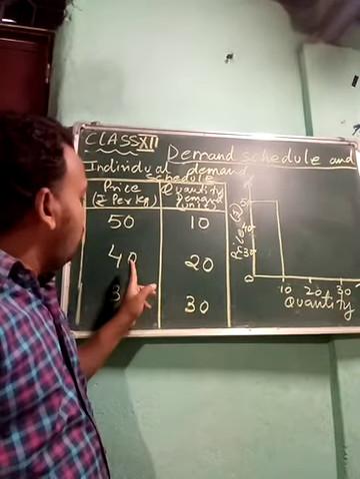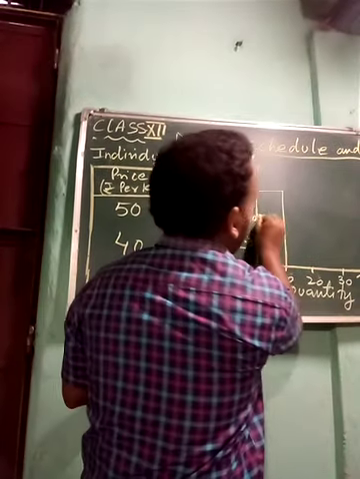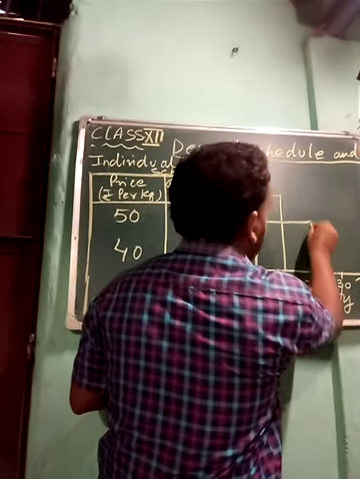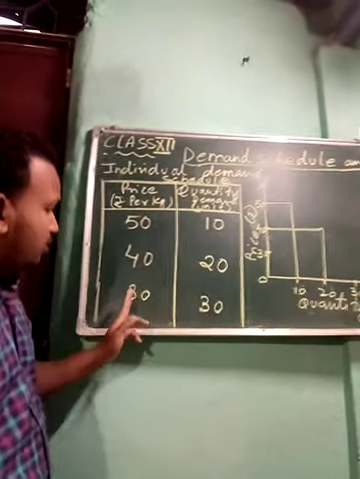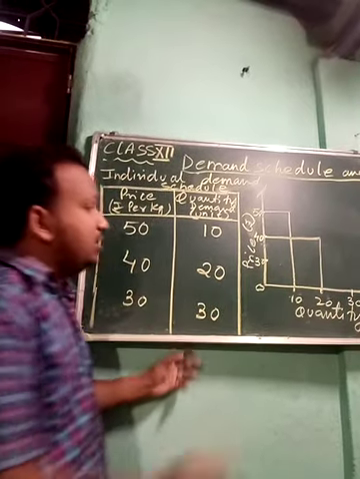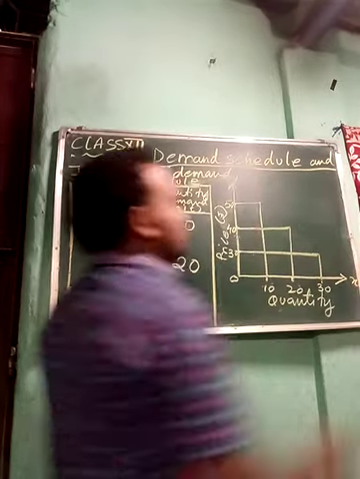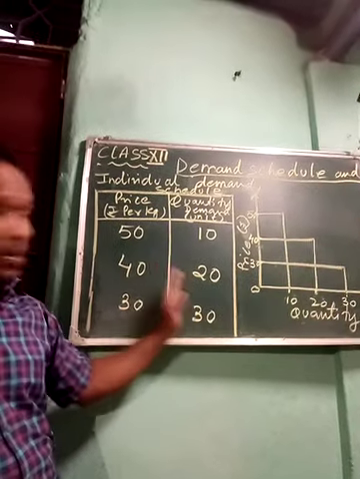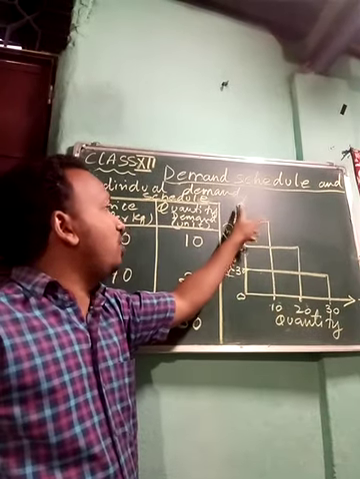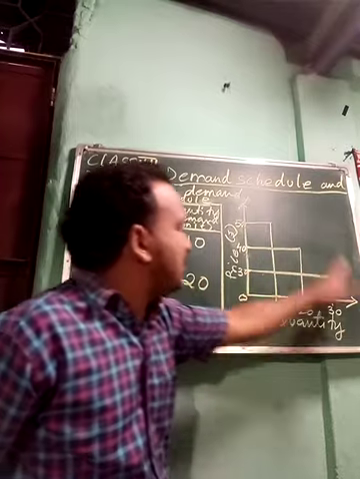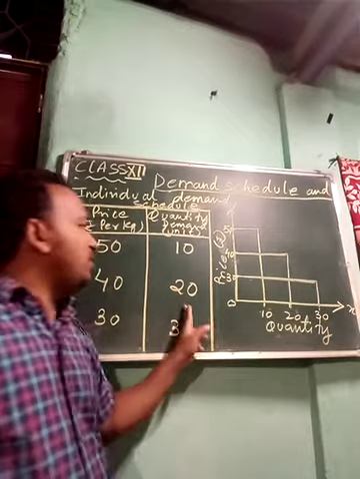Now, when the price was 40, what was the quantity demanded? 20. When the price is 40, the quantity demanded by an individual is 20 units. Now see the third one: when the price is 30, the quantity demanded is 30. So by looking at the schedule, at the price and quantity demanded, we have to present it on the y-axis and x-axis: on the y-axis price, and on the x-axis the quantity demanded.